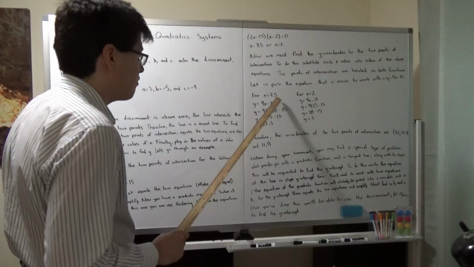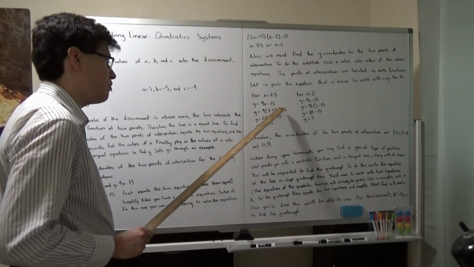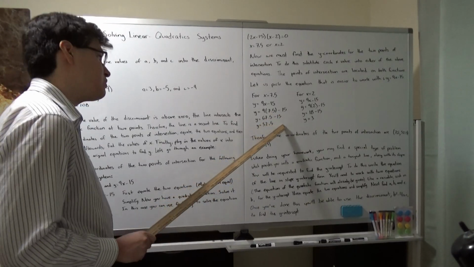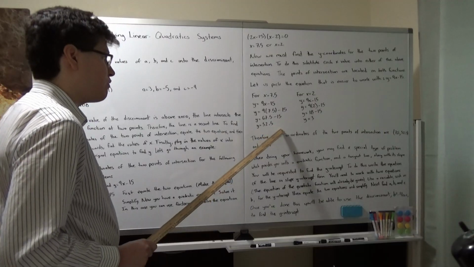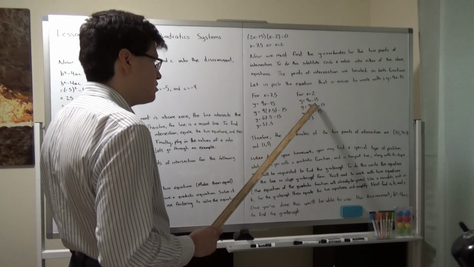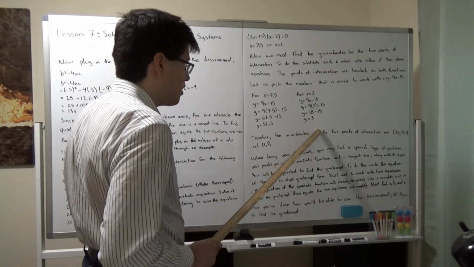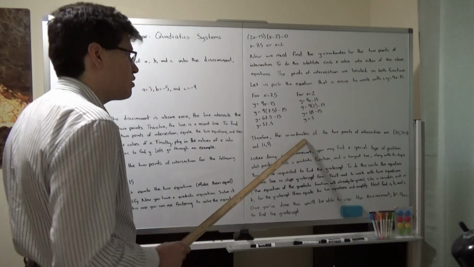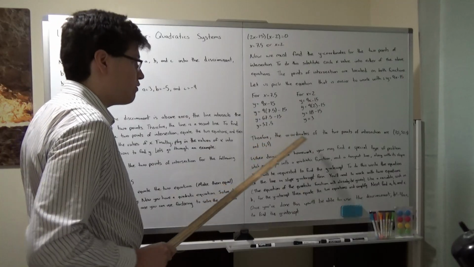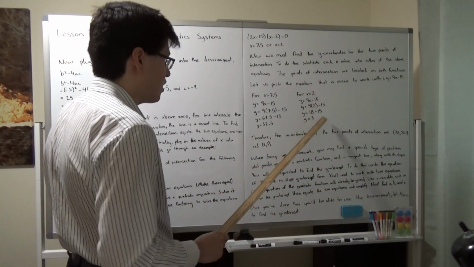So for x equals 7.5, we substitute that into y equals 9x minus 15. We get 9 times 7.5 minus 15, which is 67.5 minus 15. We get y equals 52.5. For x equals 2, we get y equals 9 times 2 minus 15, which is 18 minus 15. We get y equals 3. Therefore, the coordinates of the 2 points of intersection are 7.5, 52.5, and 2, 3.